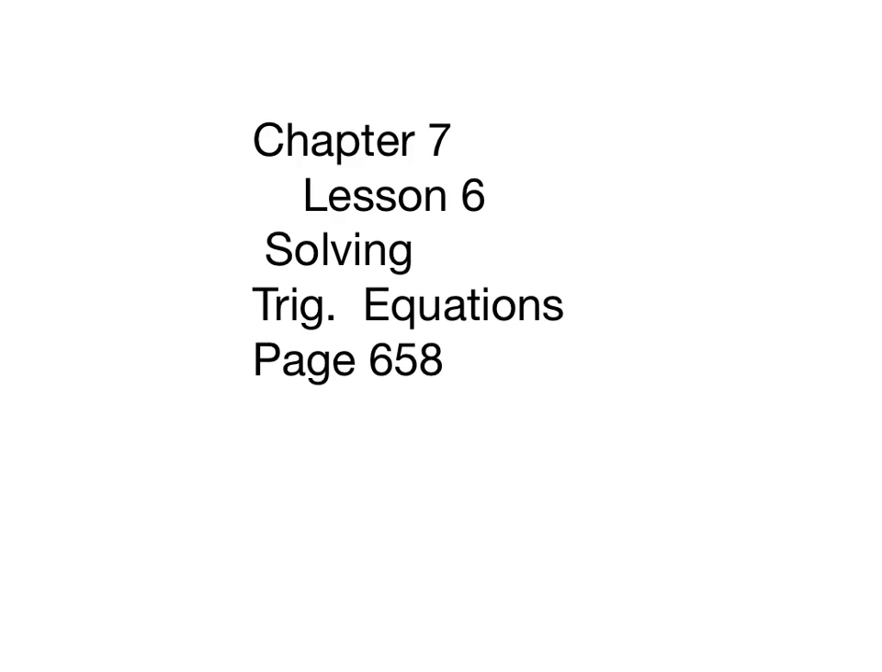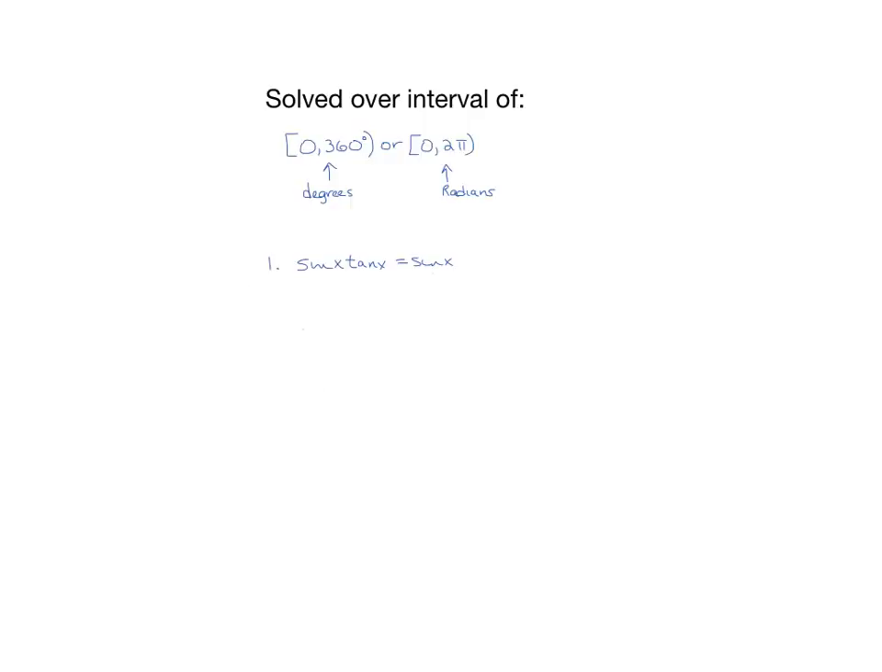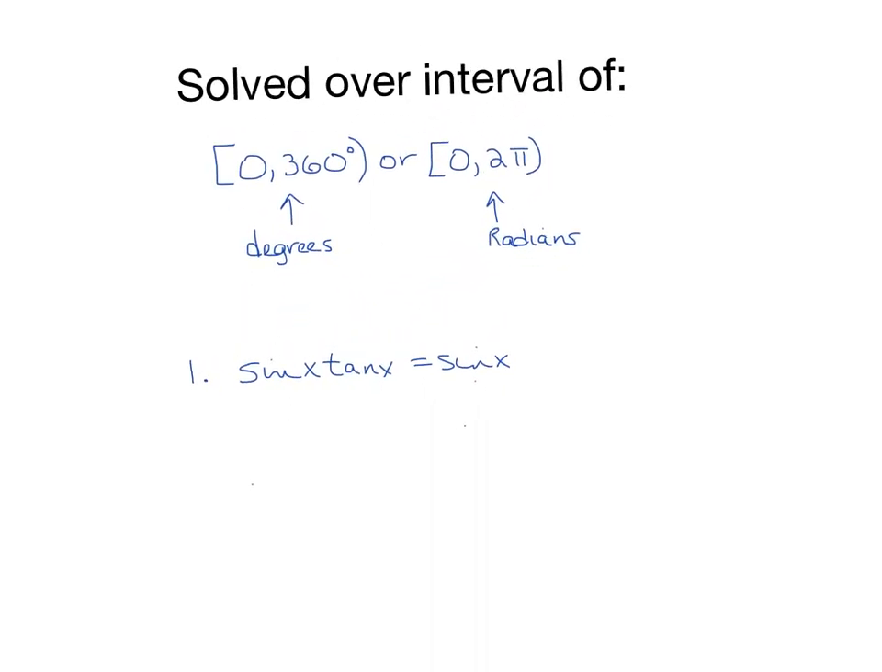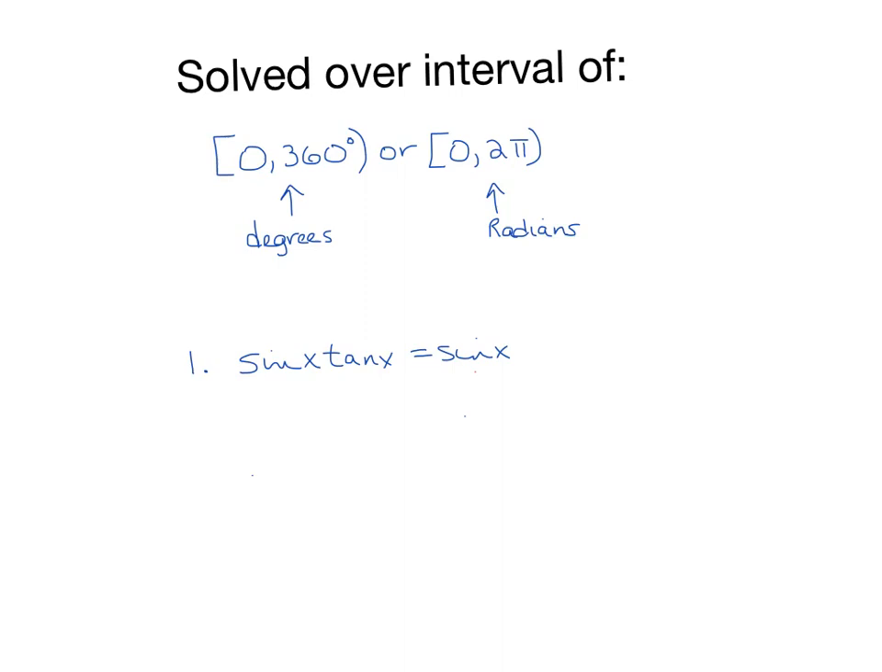Today we're going to solve trig equations. It's lesson 6, so we're jumping from 7.2 to 7.6. Again, we're going to be solving these over the interval of 0 to 360 or 0 to 2 pi. Notice the parentheses around the 360 and the 2 pi, meaning I don't want to see 360 or 2 pi as an answer. Now, what we're going to be doing here is solving for x, or whatever variable is in our equation.